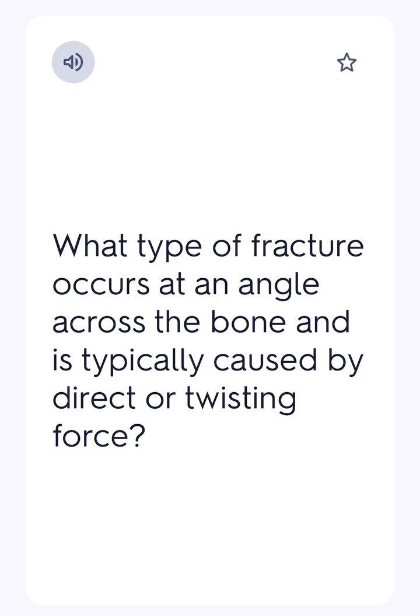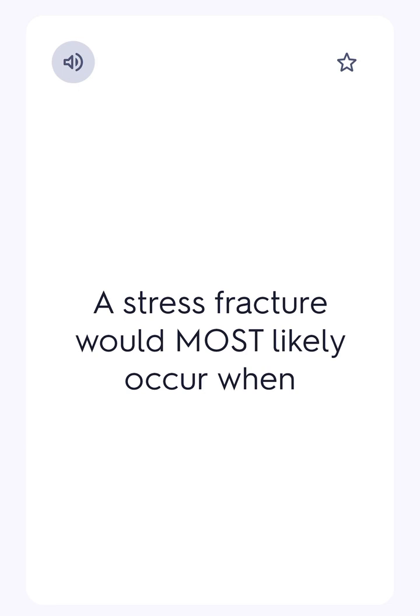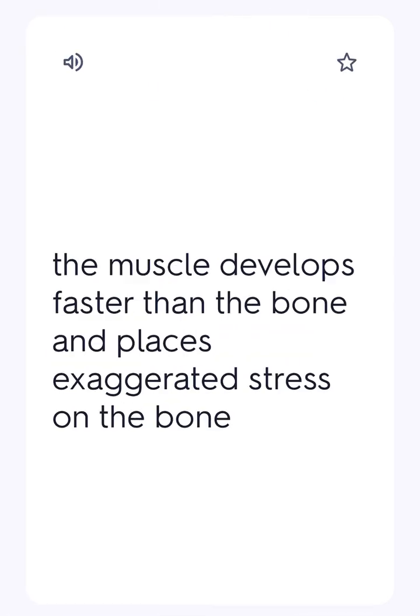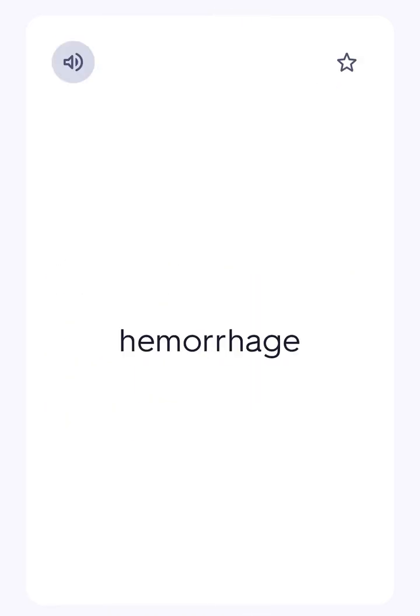What type of fracture occurs at an angle across the bone, and is typically caused by direct or twisting force? Oblique. A stress fracture would most likely occur when the muscle develops faster than the bone and places exaggerated stress on the bone. The most significant immediate risk associated with an open fracture is hemorrhage.